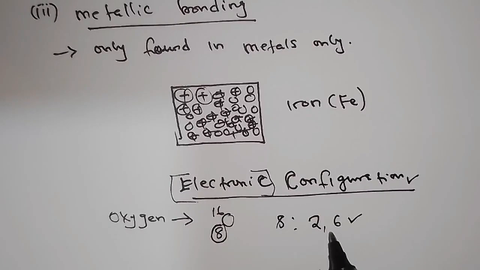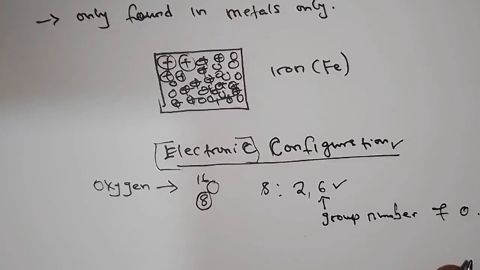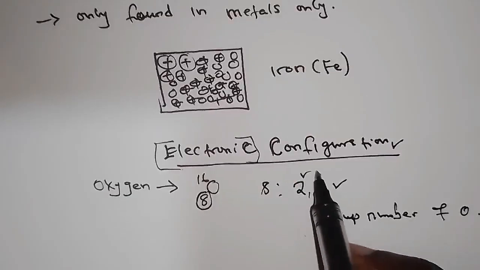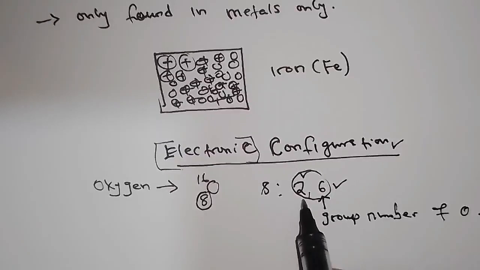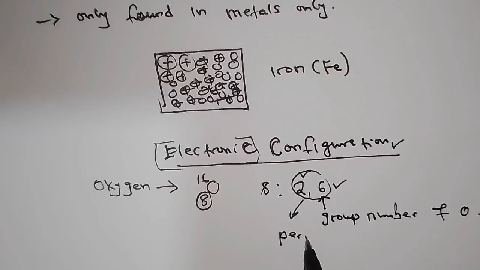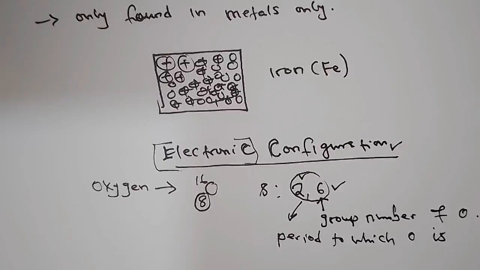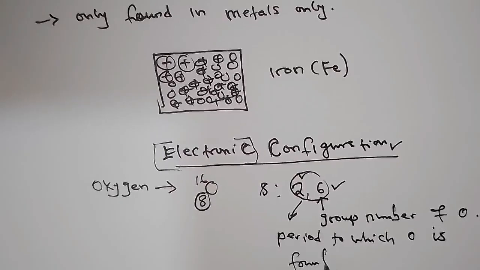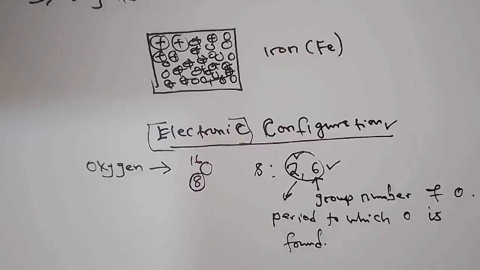Now this number, the 6, is the group number of oxygen. And then there are 2 partitions. These 2 partitions simply mean the period to which oxygen is normally found. Okay, so that's what you need to understand.